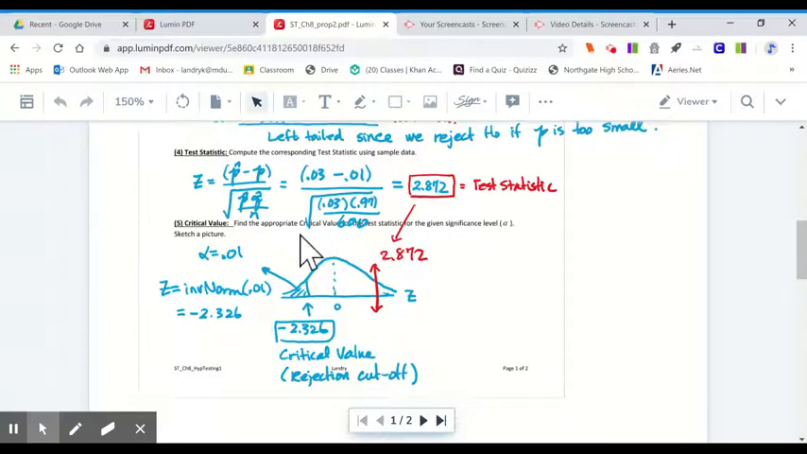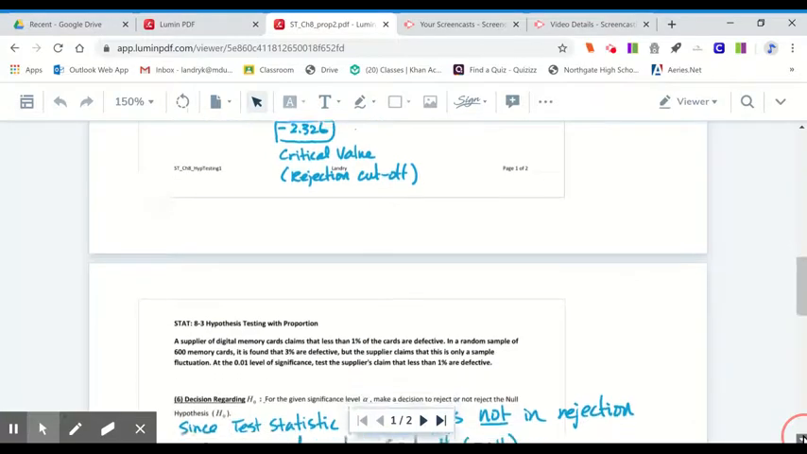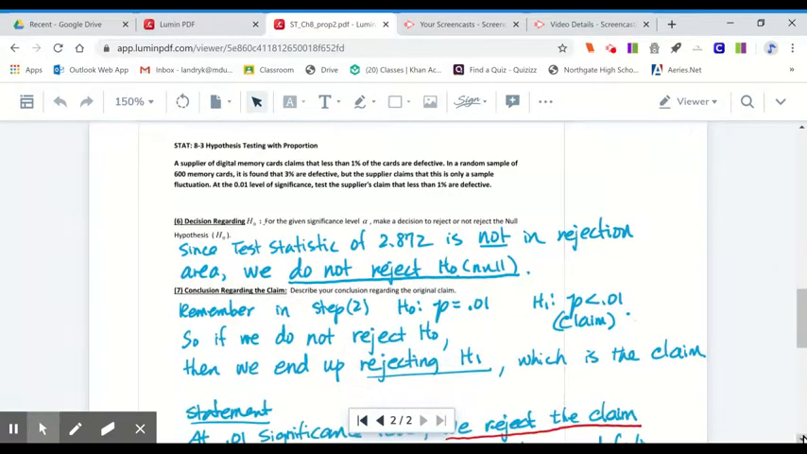Okay, so this is an obvious case. The test statistic is way to the right. It's nowhere near the rejection area. So in this case, we do not reject the null hypothesis, and that is your step 6. Okay, what is our decision regarding the null hypothesis? Since the test statistic is not in the rejection area, we do not reject the null.